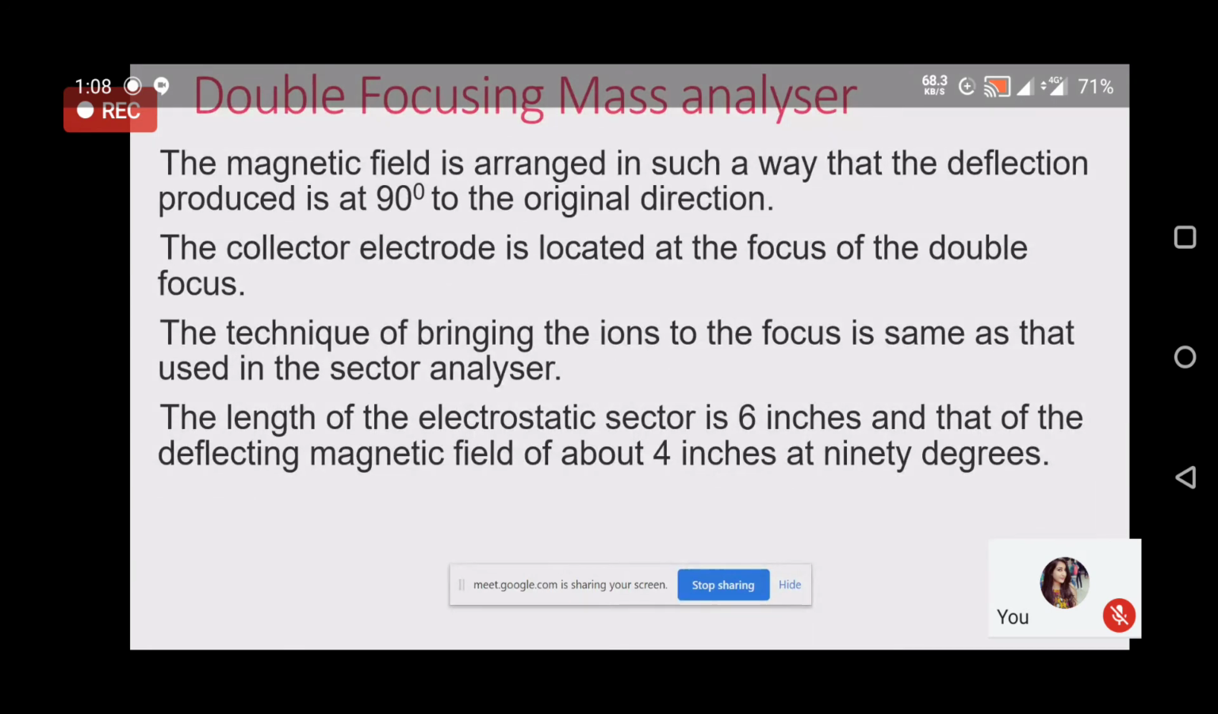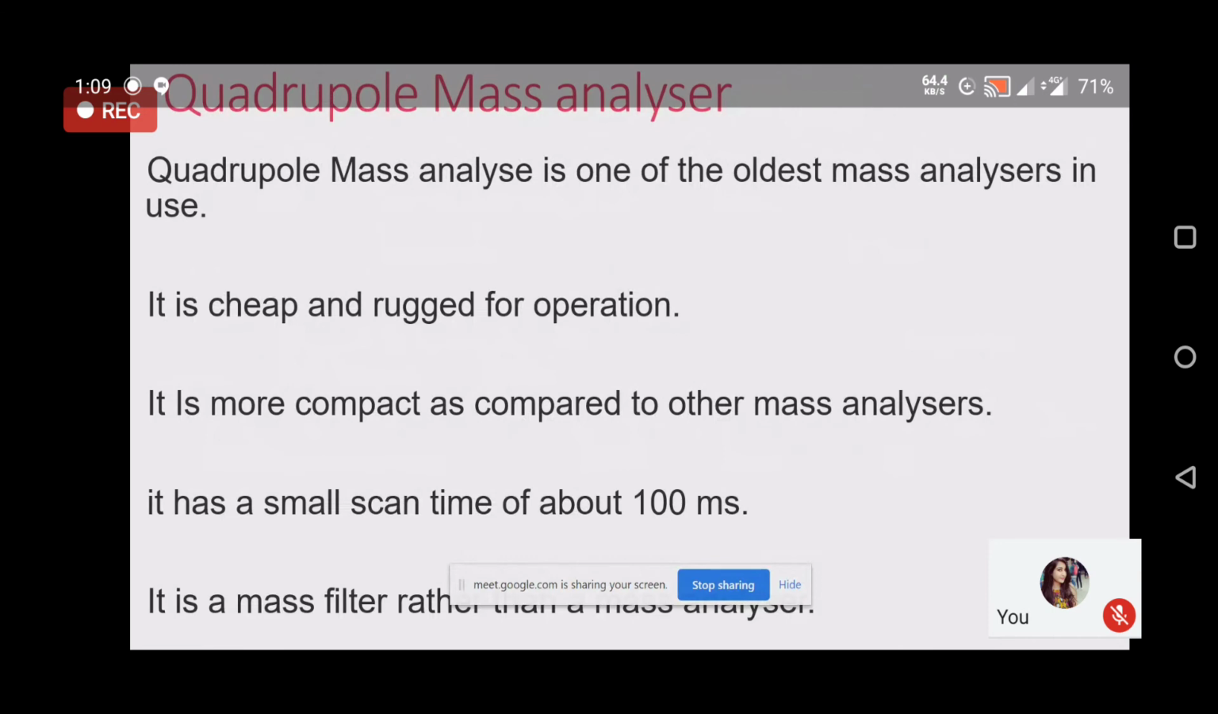The collector electrode is located at the focus of the double focus, that is at the end of the magnetic field. The technique of bringing the ions to the focus is the same as that used in the sector analyzer. So how do you bring different ions in the magnetic field to the focus? By changing it. That is the same as a single focusing sector analyzer. The length of the electrostatic sector is about 6 inches and that of the deflecting magnetic field is about 4 inches at 90 degrees to the original. So that is how our double focusing mass spectrometer works.